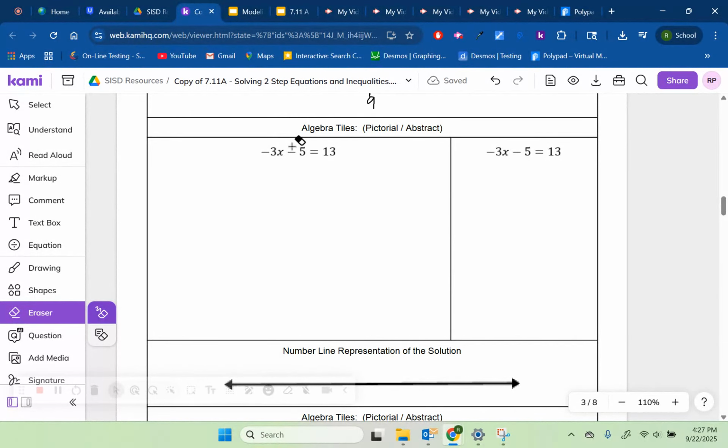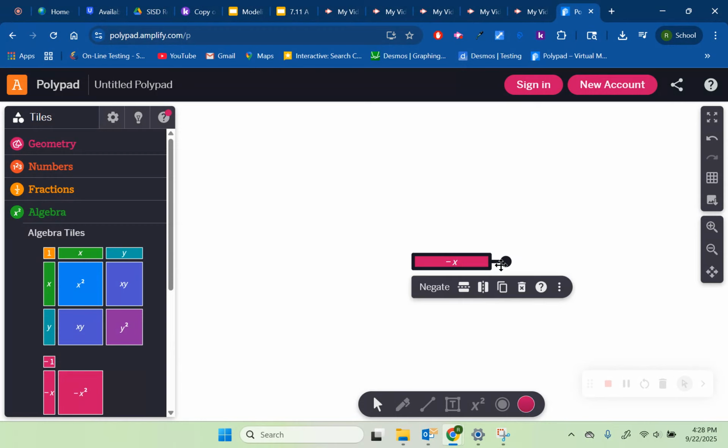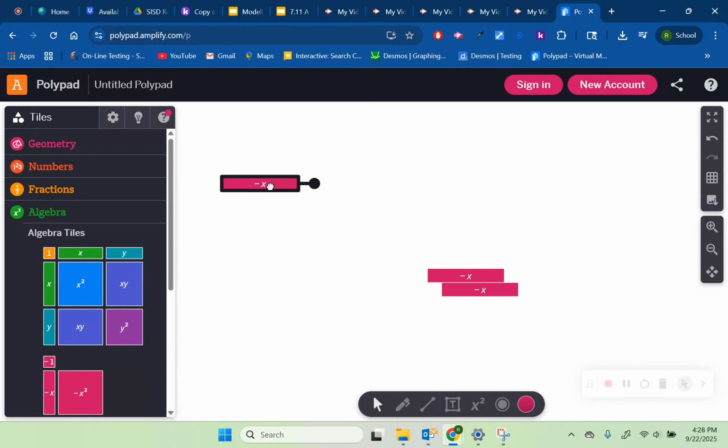Okay, negative 3x minus 5 equals 13. So let's go over here. Let's set it up. And let me see if I can avoid all this unnecessary stuff. Please don't mess up. There it goes. Okay, so negative 3x. Let's build it. Copy, copy. You can hear the clicking of the mouse, right?